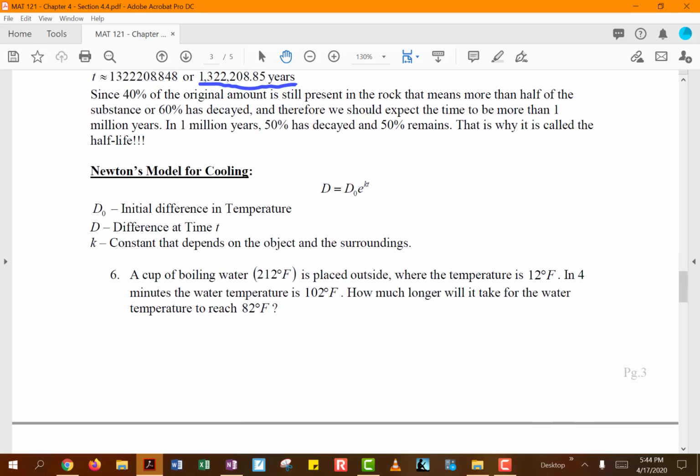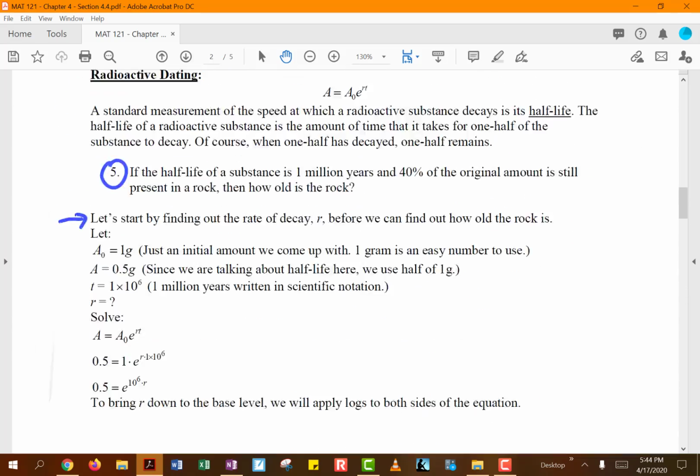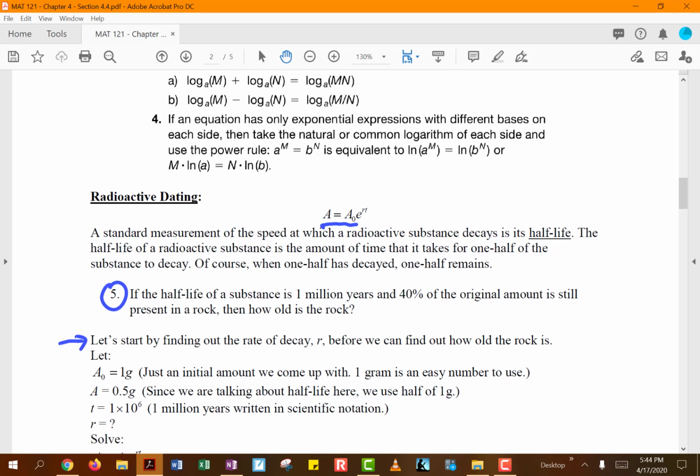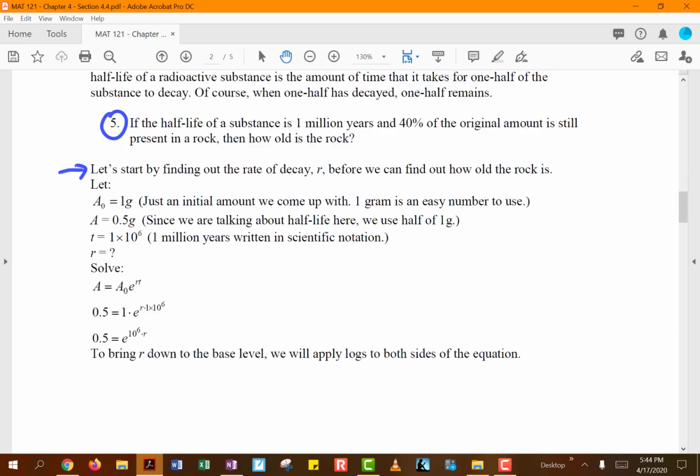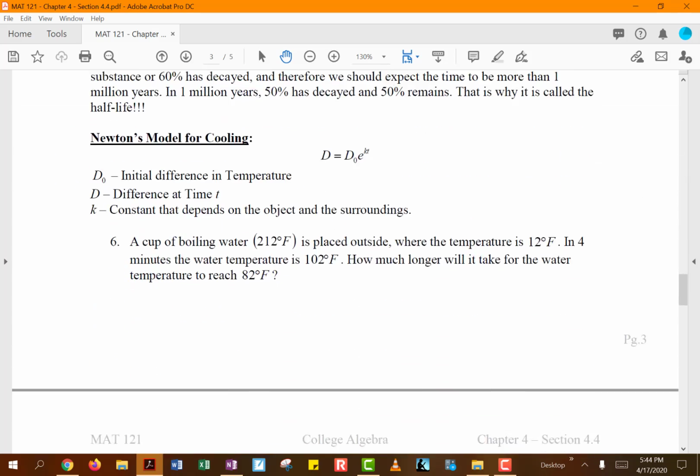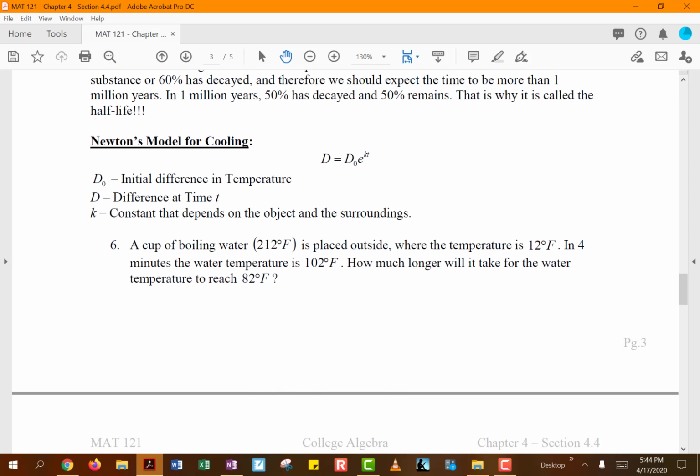Now, this same formula, and this formula is the same type as your continuous compounding formula, the one that I call the Pert formula, right? It's in the same form, and you actually have another application, which is this one here, Newton's model for cooling. And you can also use the same idea here, where they are saying a cup of boiling water is placed outside where the temperature is 12 degrees Fahrenheit.